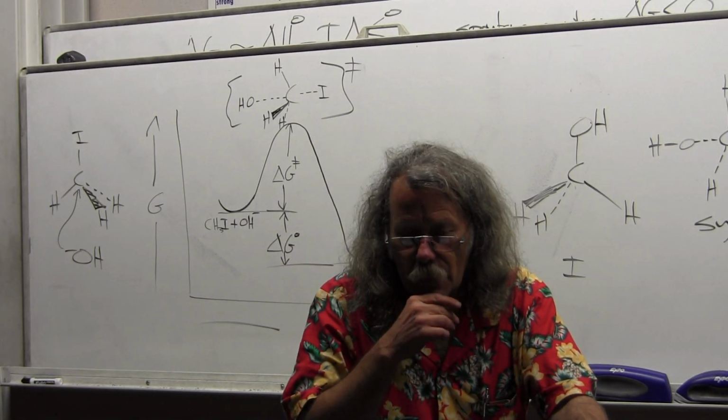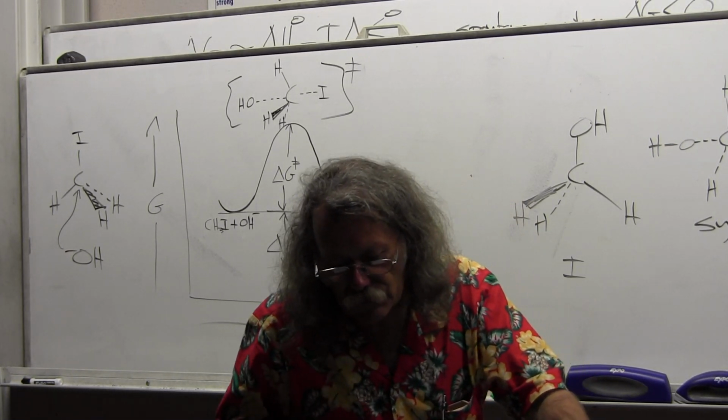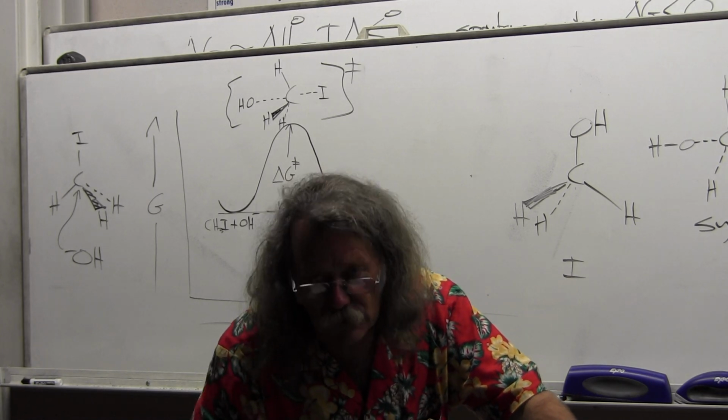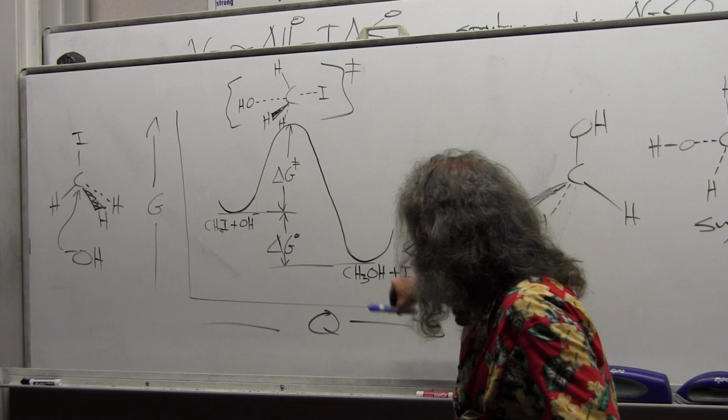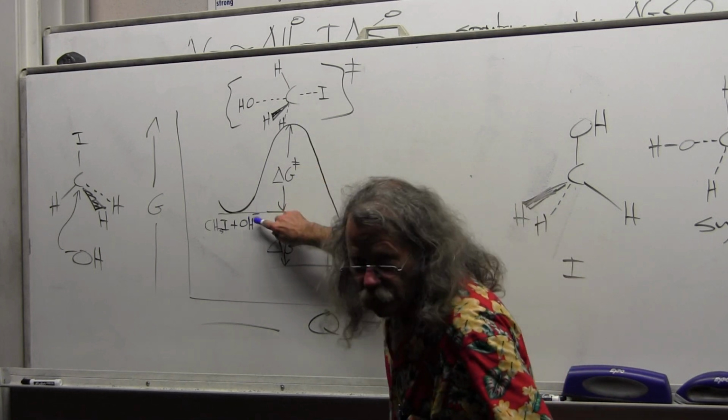F is the hard one. E is the transition state: early, symmetric, or late. What is it? Early transition state. It's closer to the reactant.